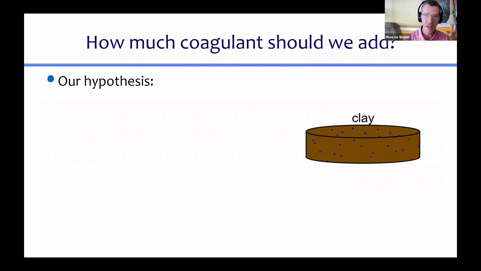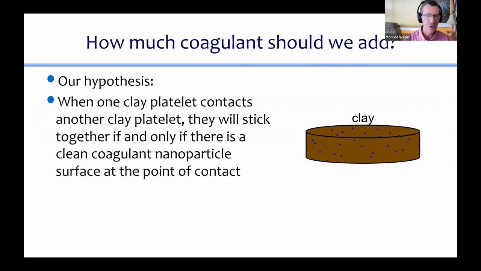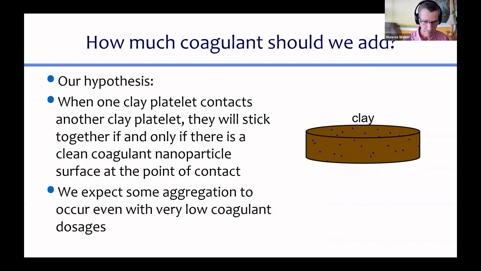We add a coagulant, and we add enough coagulant so that there's coagulant at the point of contact. So wherever two pieces of clay hit, if there's coagulant there, that will be a sticky point and they'll have a chance of actually attaching. So they will attach if and only if there is clean coagulant at that point of contact. And we can use that to actually figure out probabilities of a successful collision.